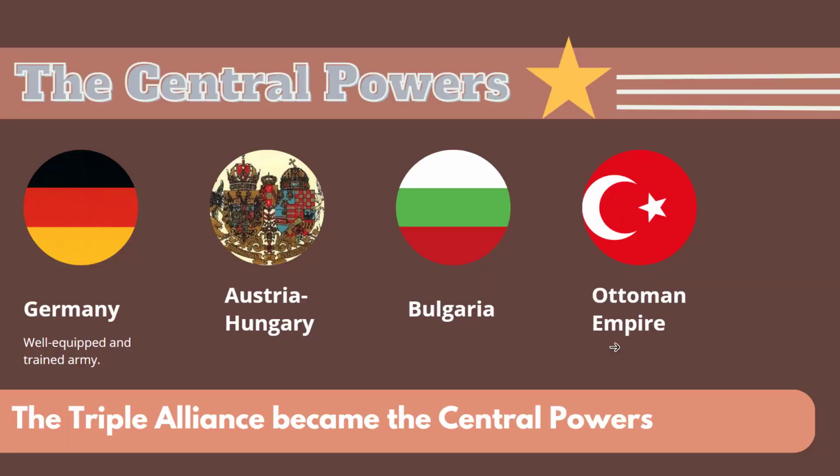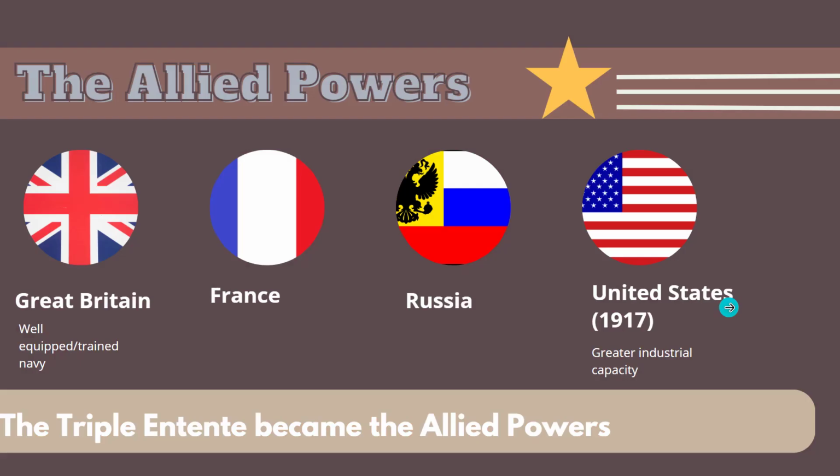Now, as time progressed, the alliances changed. They now have new allies and new people coming in to help fight this war. So now the Triple Alliance is named the Central Powers. We have Germany, Austria-Hungary, Bulgaria, and the Ottoman Empire, which formed one alliance called the Central Powers.